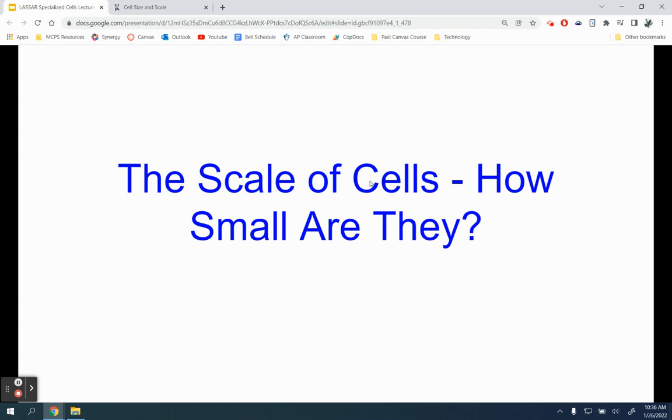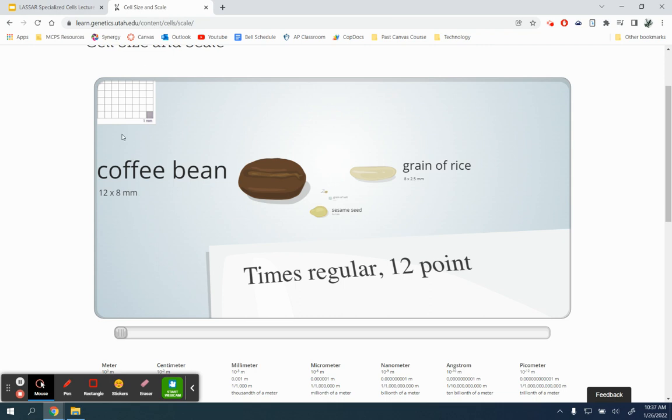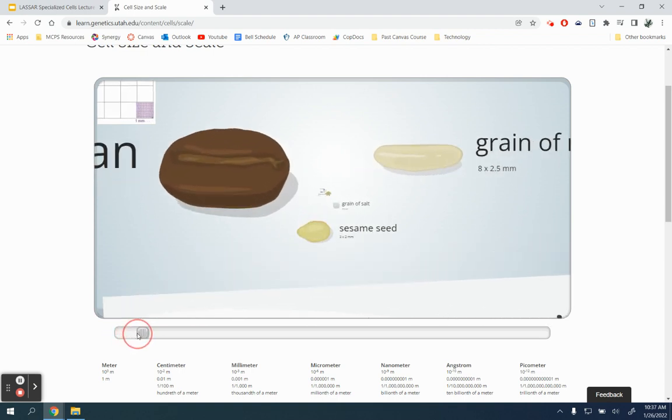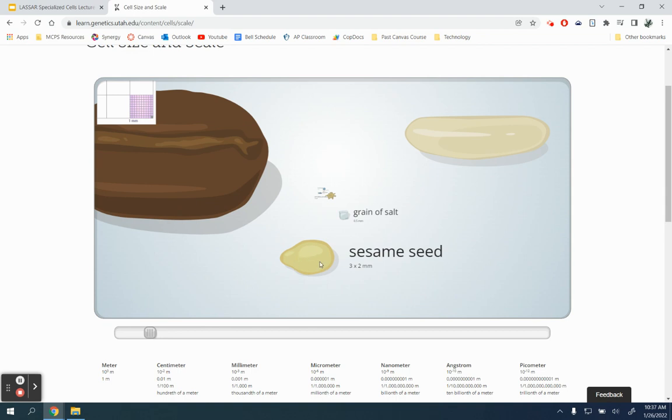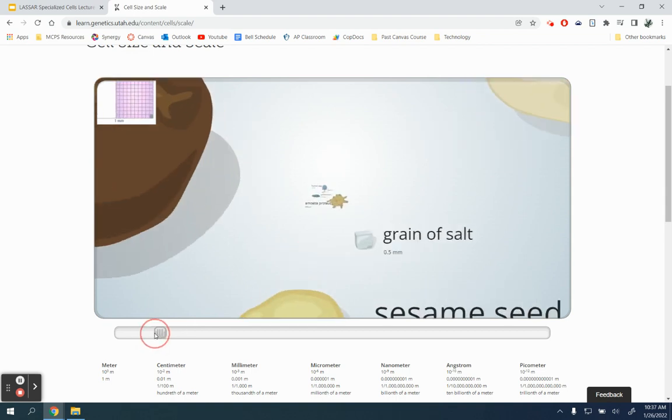The scale, the size of cells. How small are they? You don't need to write anything from this section down. Just notice right here, I'm at the scale of a coffee bean and a grain of rice. I'm going to start zooming into this model. Now I can see a sesame seed. You know roughly what that size is, so keep that in mind as we keep zooming in.